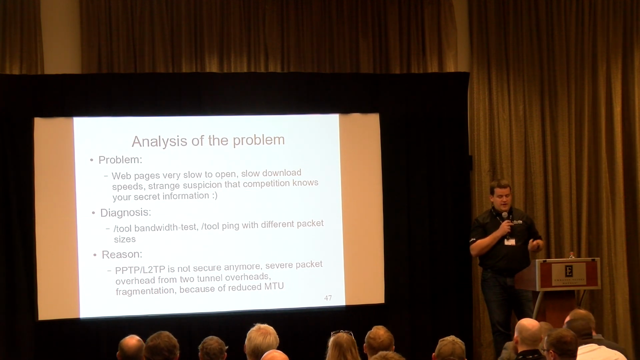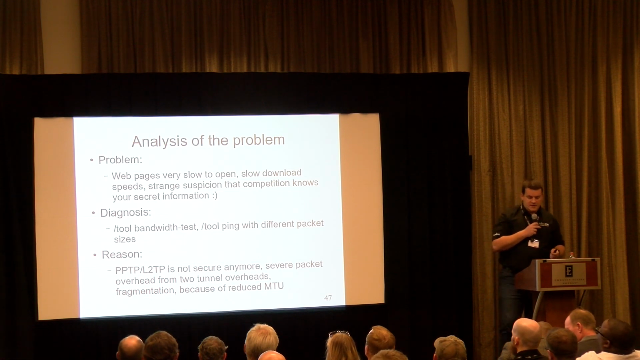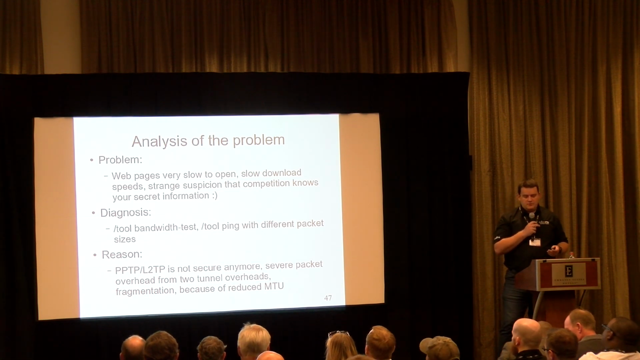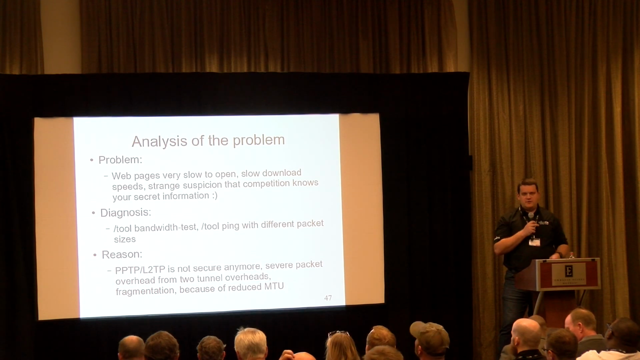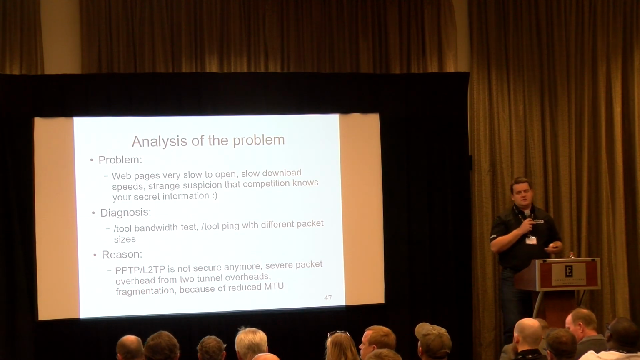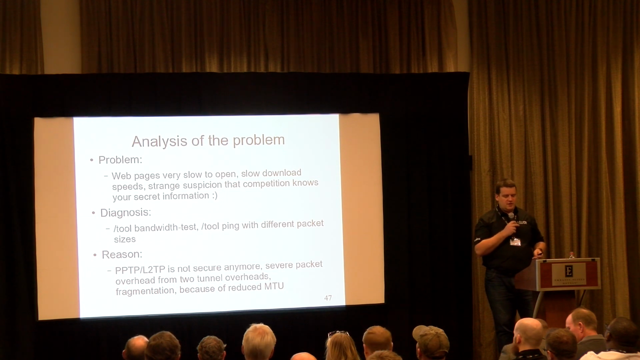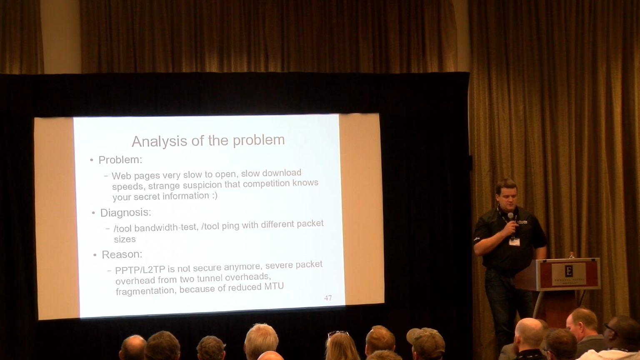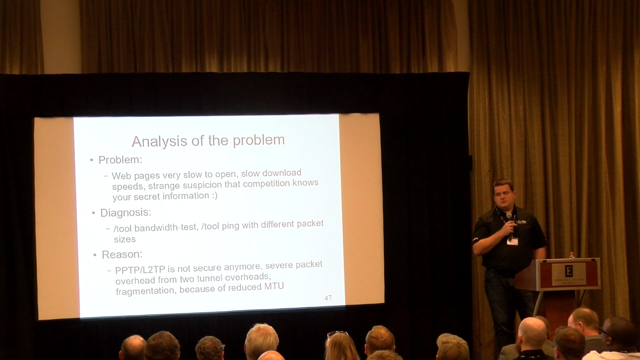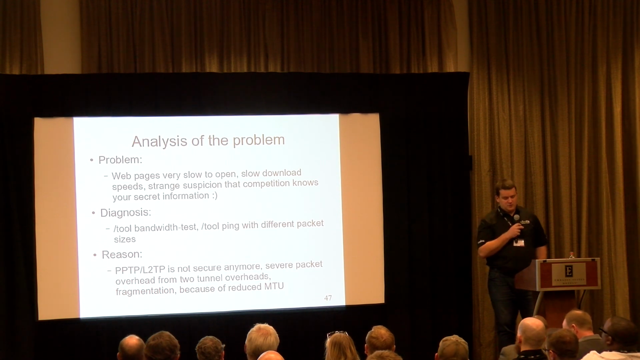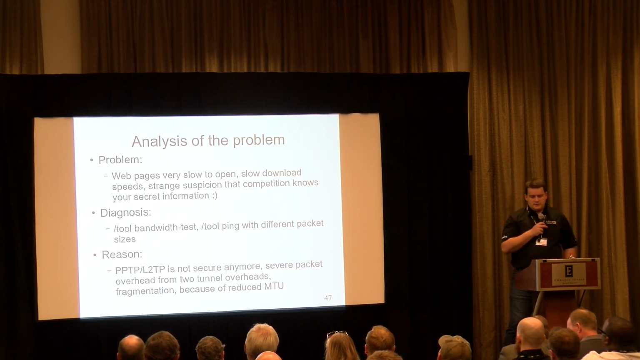You can diagnose that with the tool bandwidth test and tool ping: use different sizes, uncheck the fragmentation, and you see what is the size of the packet that passes through the tunnel without fragmentation. And the reason is very simple. PPTP and L2TP are not secure anymore. It actually takes minutes for that traffic to be decrypted on modern hardware. Also, when you're running two tunnels, you have severe packet overhead and fragmentation because of this reduced MTU.